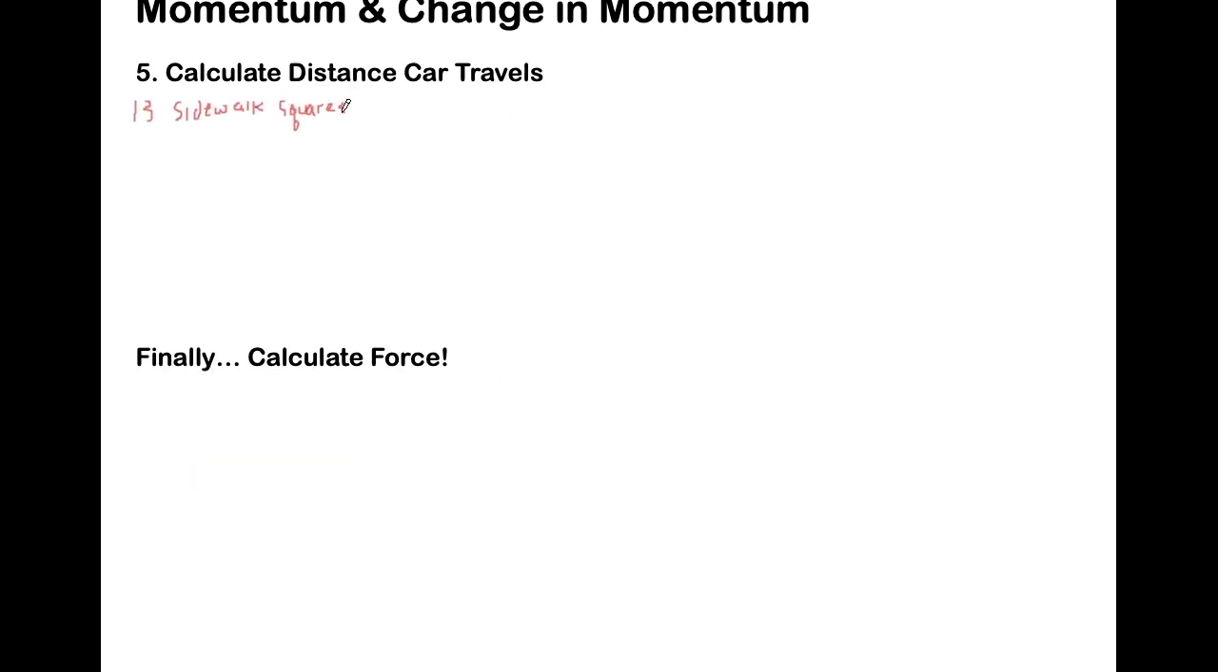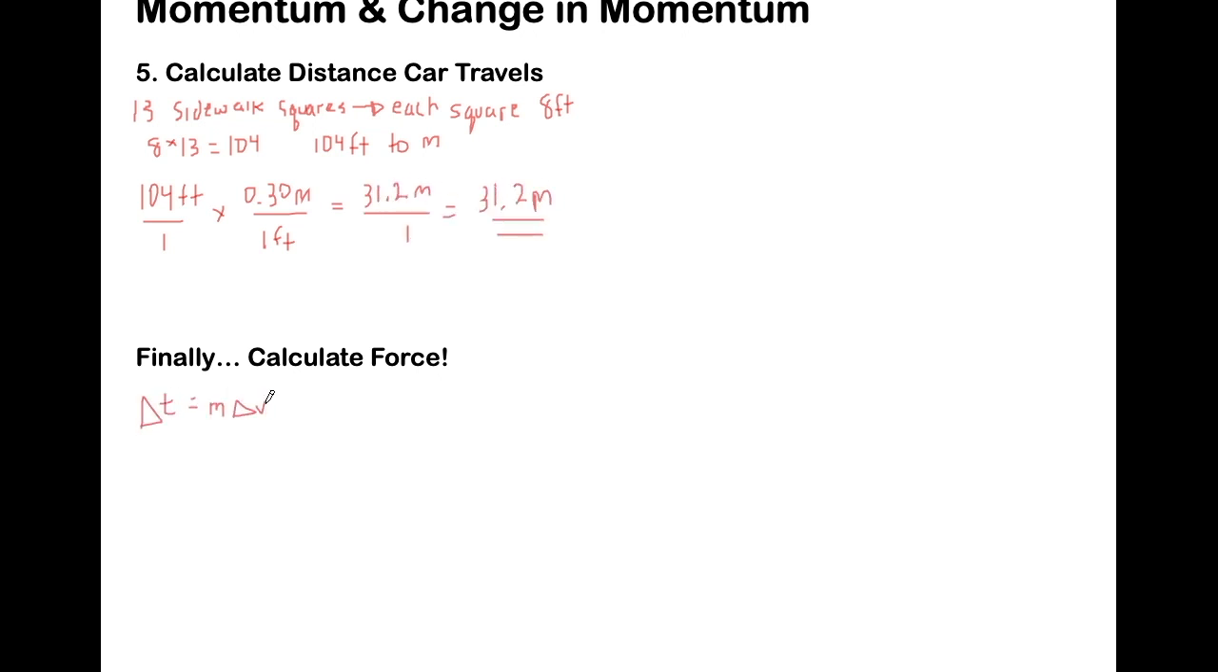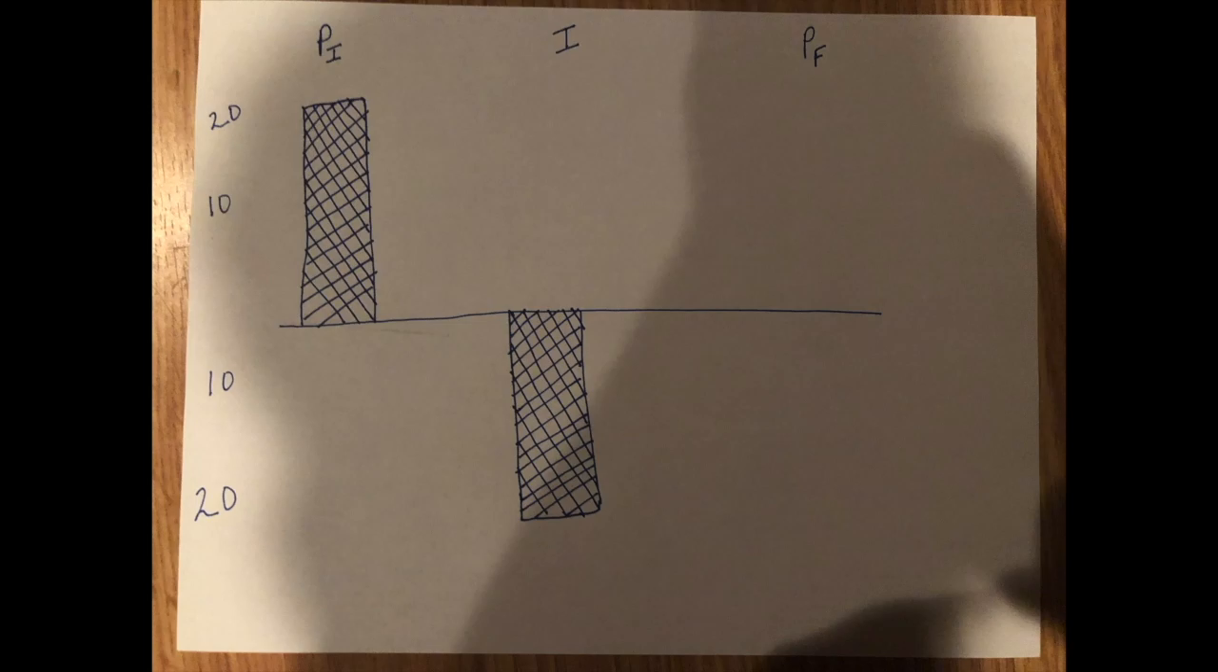Now calculate the distance the car travels. It travels 13 sidewalk squares and each square is 8 feet. So 8 times 13 and you get 104, and convert that to meters and you're going to end up getting 31.2 meters. Now calculate the force. You're going to end up with negative 1,841.4 newtons.